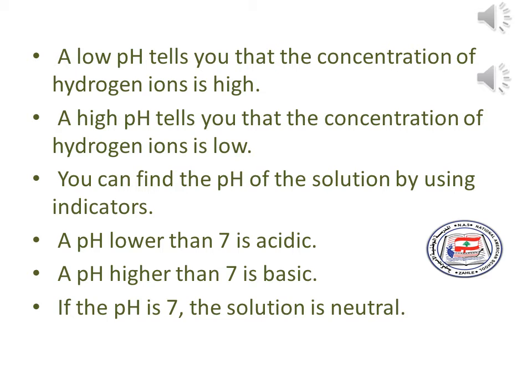You can find the pH of a solution by using indicators. You can use an indicator paper that turns a different color for each pH value. Then you match the color of the paper with the colors on the test scale, and you can know how acidic or basic the solution is. A pH lower than 7 is acidic, while a pH higher than 7 is basic. And if the pH is 7, the solution is neutral, which means it's not an acid and not a base. Pure water has a pH of 7.